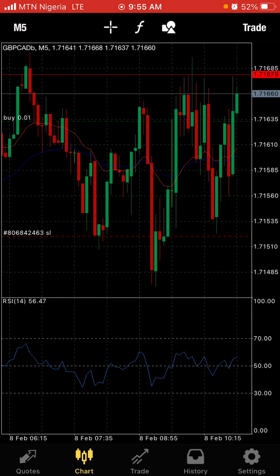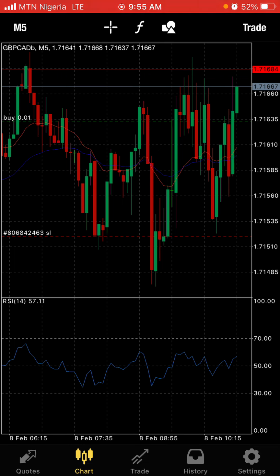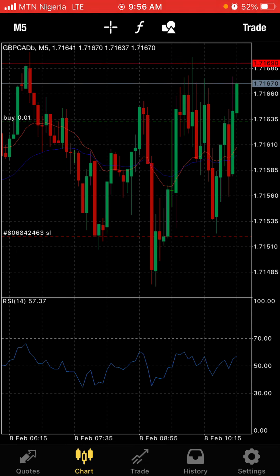Actually, I want to show you guys my confluences. You can see the moving averages, the exponential moving averages. The red one is the 20, while the blue one is the 40. That's my strategy, so maybe you guys can capitalize on it.